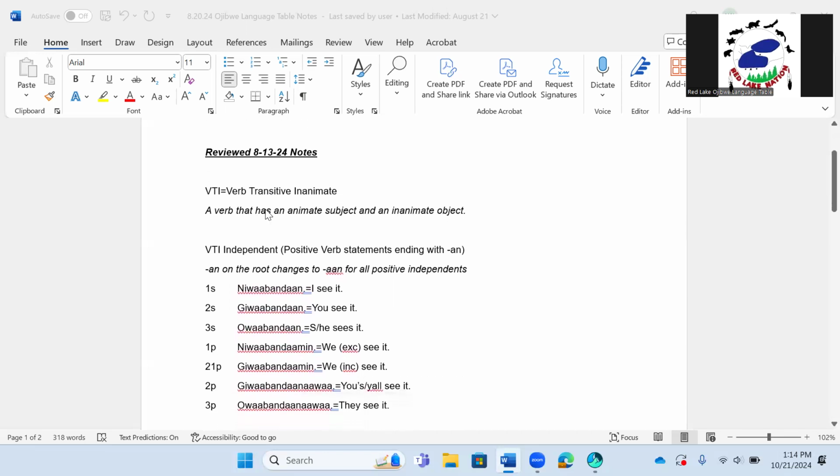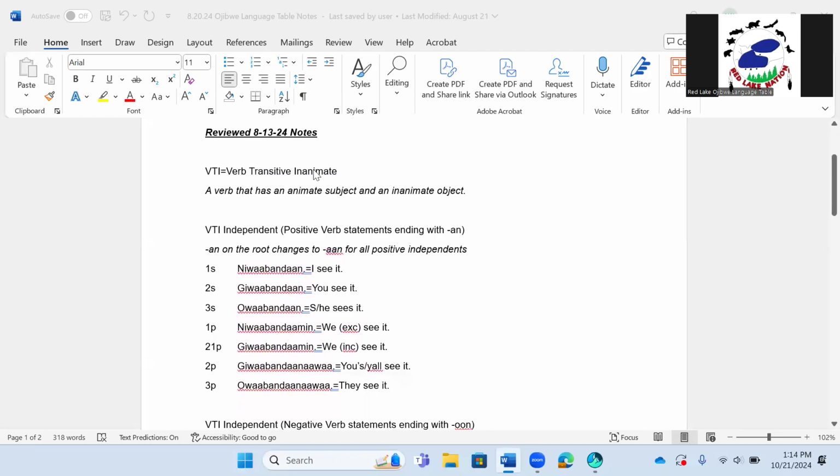So starting off, we had VTIs, verb transitive inanimate, which means a verb that has an animate subject and an inanimate object. All right. So VTI independent form, we're going into the positive verb statements ending with un. We have words in the Ojibwe language that end with un, and we're going to go to that. There's a rule here. Un on the root word changes to on for all positive independents. You're going to see examples of that as we move forward.